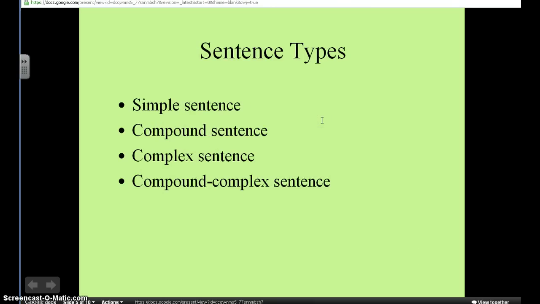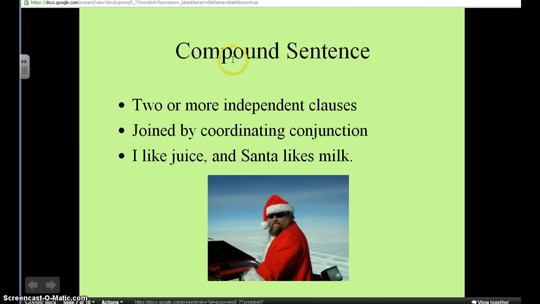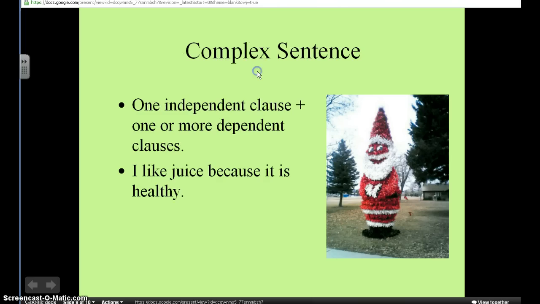Now, once we have established the kinds of clauses we have in a sentence, there are 4 sentence types that you need to get down. The first is a simple sentence. It just has one independent clause. The second is a compound sentence. You have 2 or more independent clauses. Generally, they're joined by a coordinating conjunction, but as we'll learn later, they could also be joined by a semicolon. "I like juice, comma, and Santa likes milk." That is one of the FANBOYS, the coordinating conjunctions, and that's what makes it a compound sentence.